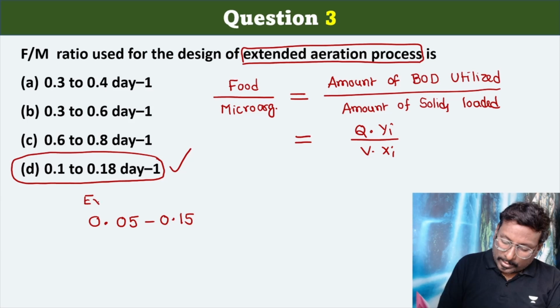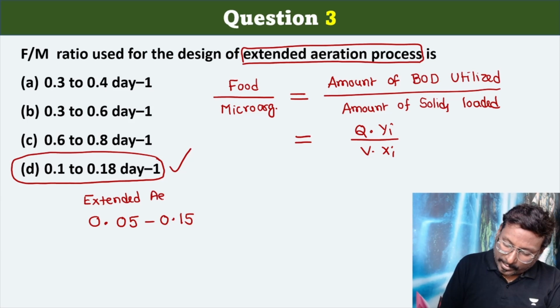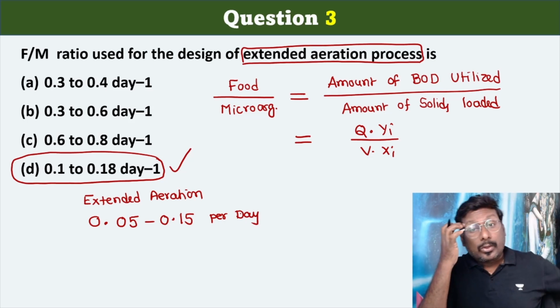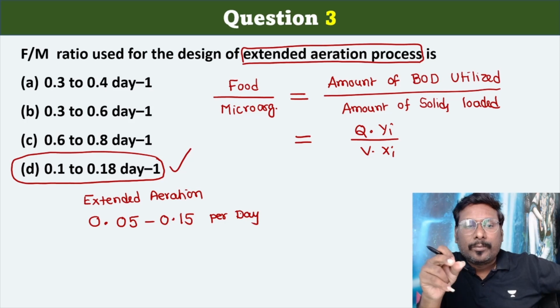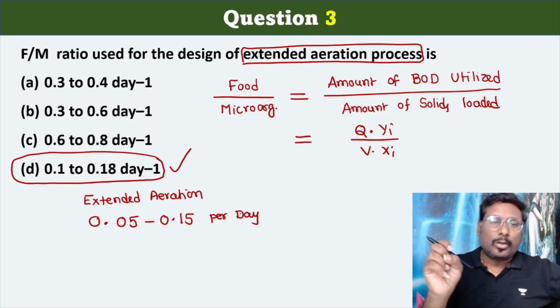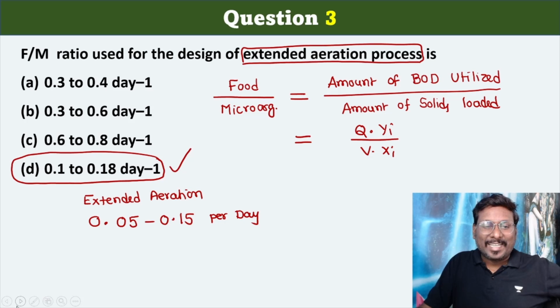Extended aeration process, general value 0.05 to 0.15 per day, inverse per day. So as per the options, we can go with 0.1 to 0.18, nearby range.